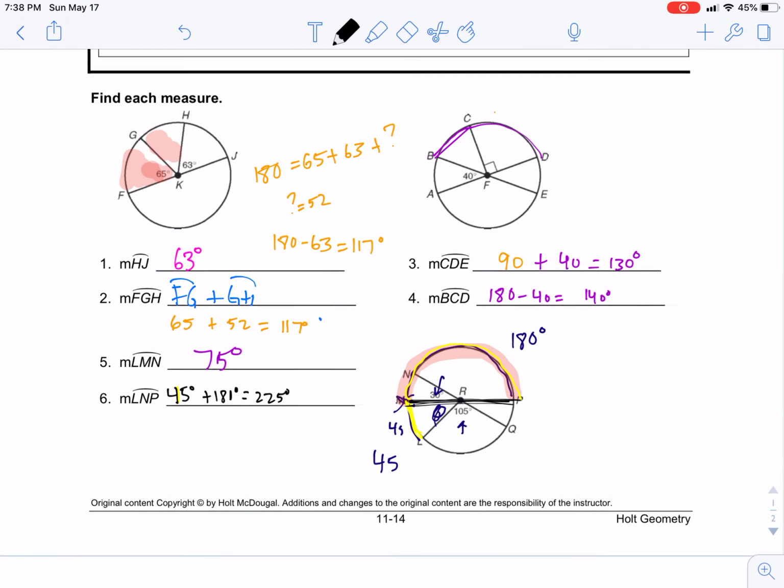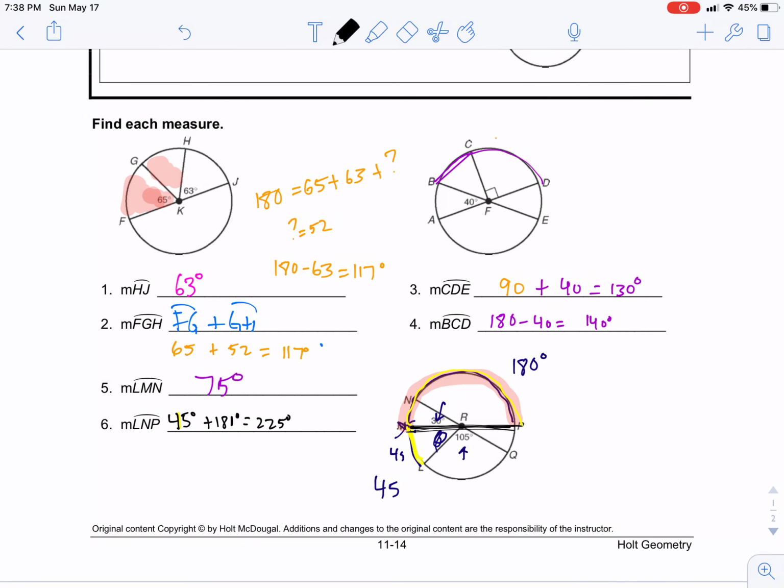Okay, so a couple tips. Try to figure out, use vertical angles. Use the idea that the half circle or that diameter cuts it in half, so it's 180 degrees. Part plus part equals whole.